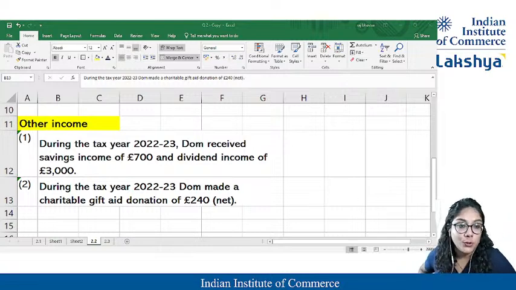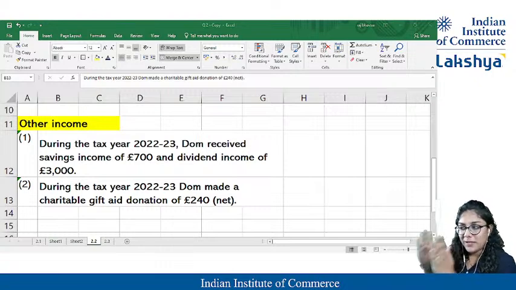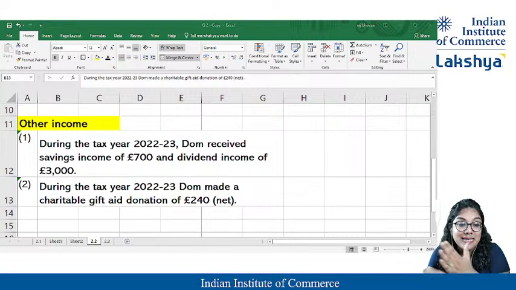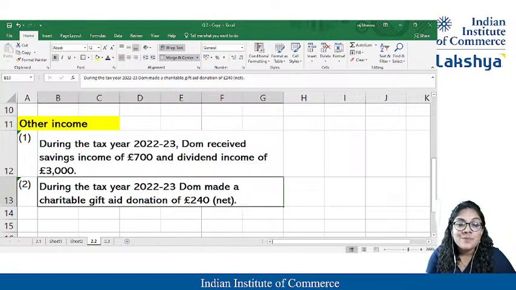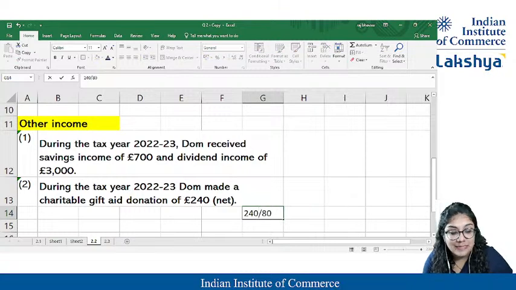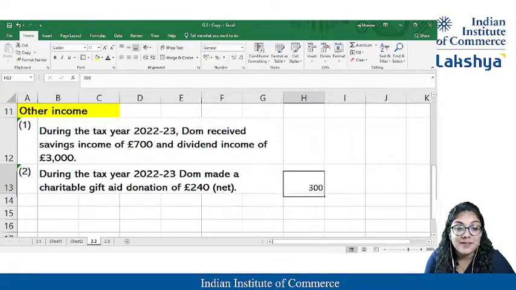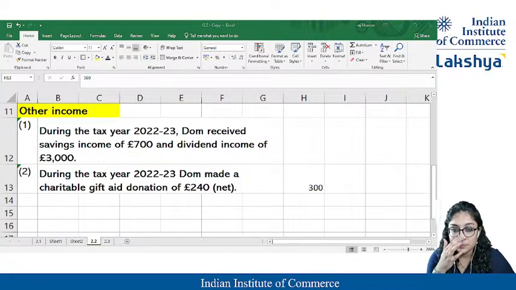don't you think I'll get a benefit of 100%, and whatever I would have paid will be considered at 80%? So students, if 240 is 80%, definitely if I divide it by 80%, I will be getting the exact amount, that is 240 divided by 80% comes to 300. So I'll be getting a benefit of 300, guys. You know that.